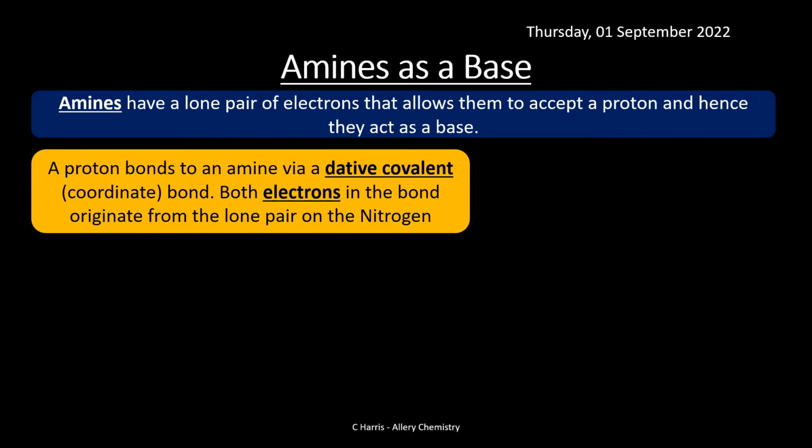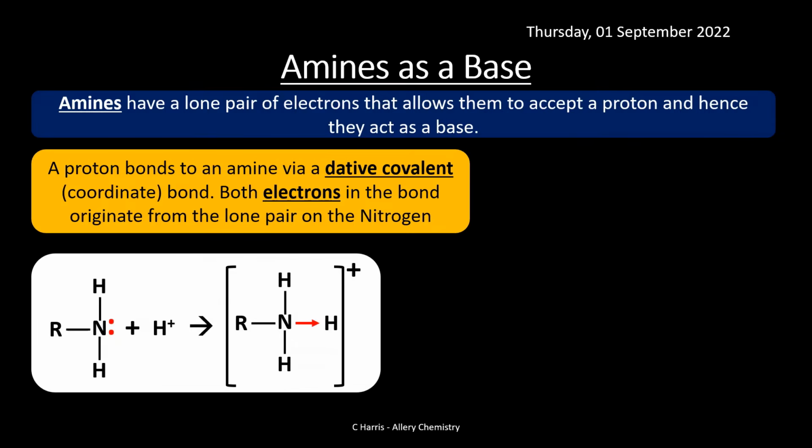You remember that from year 1 when we looked at structure and bonding. So here it is. There's your primary amine, as you can see there. It's got the lone pair of electrons on nitrogen. This can accept a proton and form this dative covalent bond, or coordinate bond, with the proton. And overall, you end up with a positively charged ion.